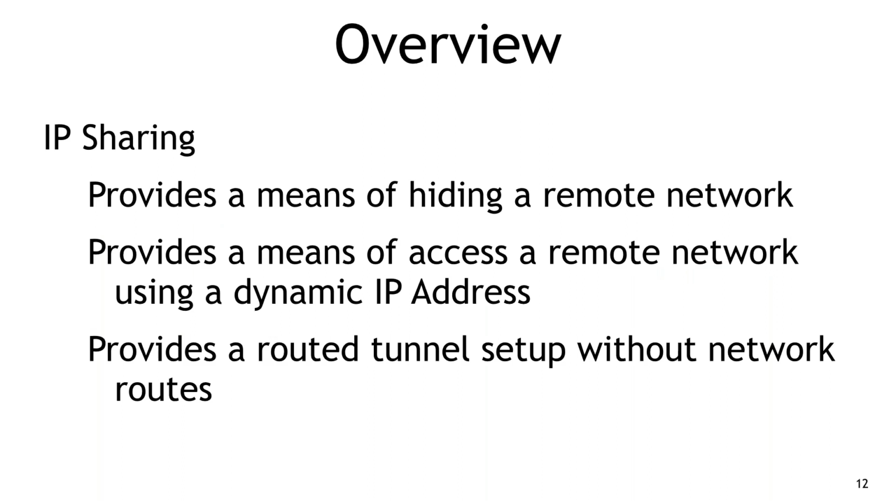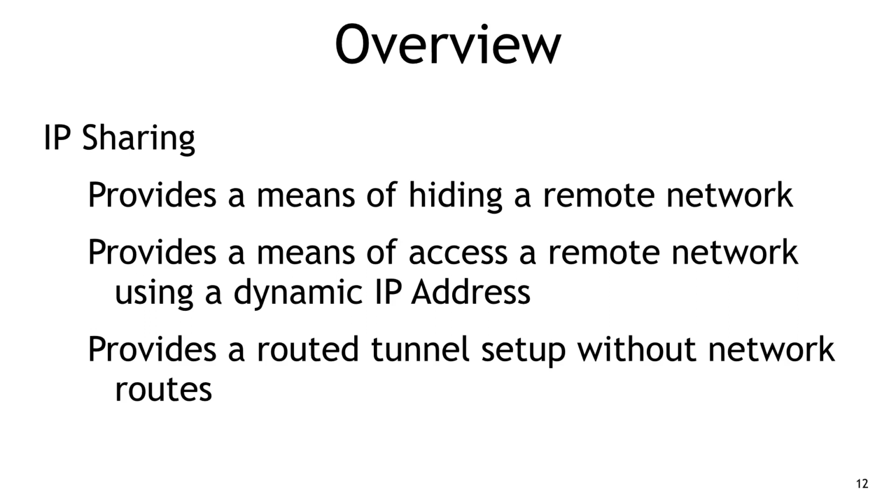So IP sharing provides a means of hiding remote networks, because really what the head office network is seeing is the interface IP address of the tunnel. It allows you to access the remote network using a dynamic IP address. So the head office network didn't need to know that the remote network was a 192.168.10 network. All he needs to know is that 172.100.1.200 is the IP address of that remote network, and then he can access that remote network through that IP address, which is part of the head office network.